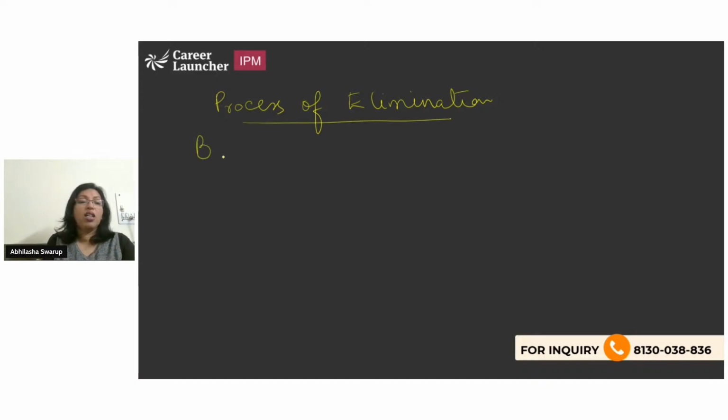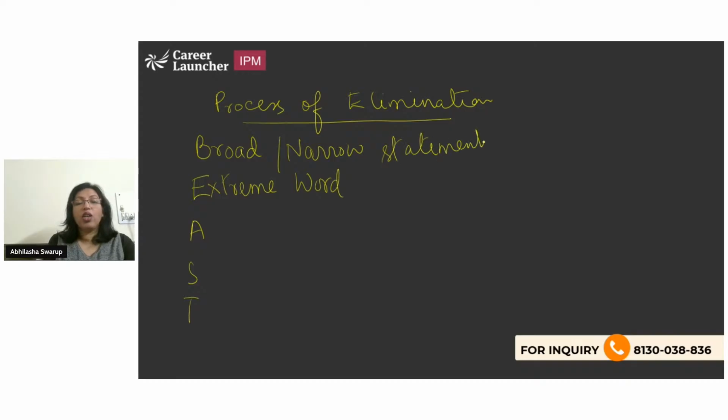So, BEAST is the thing that you need to remember. B, E, A, S and T. B stands for broad, something that is very generic, or narrow, something that is very limited. E stands for extreme words. So, words like all, always, no, never, none, will, must, necessarily, and so on. Right? So, broad statements, narrow statements, extreme words in your option. A is alien. Alien means not in this passage. So, alien statement, eliminate that.